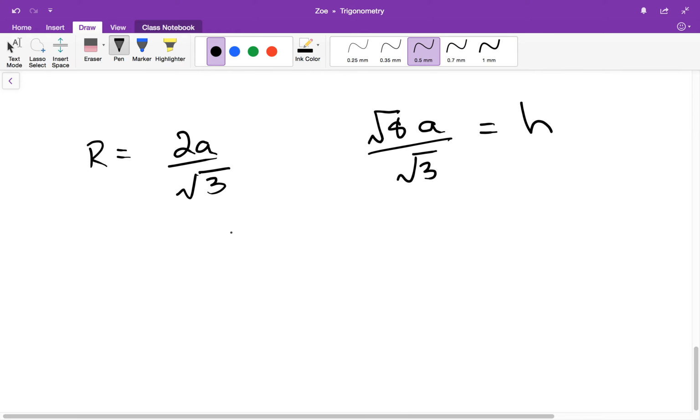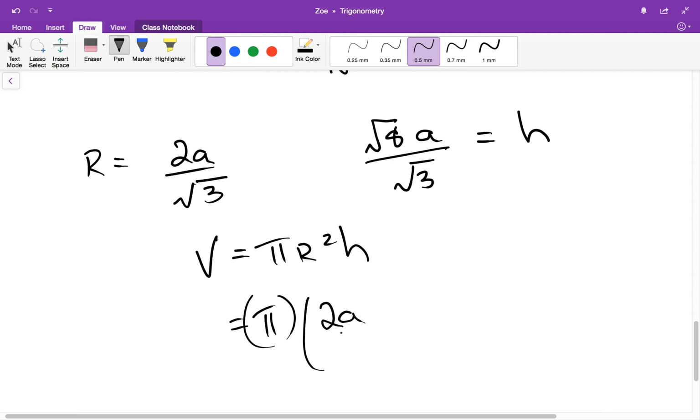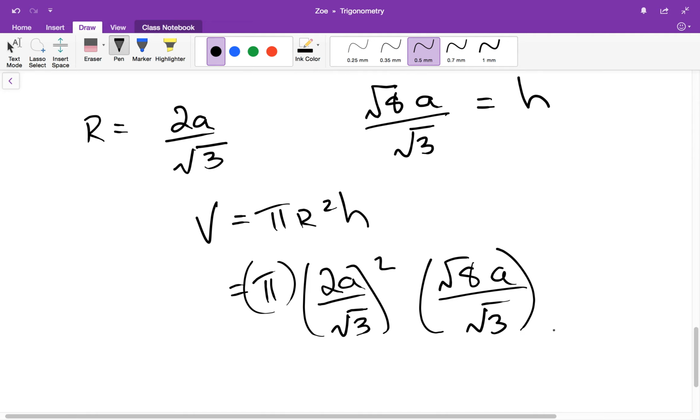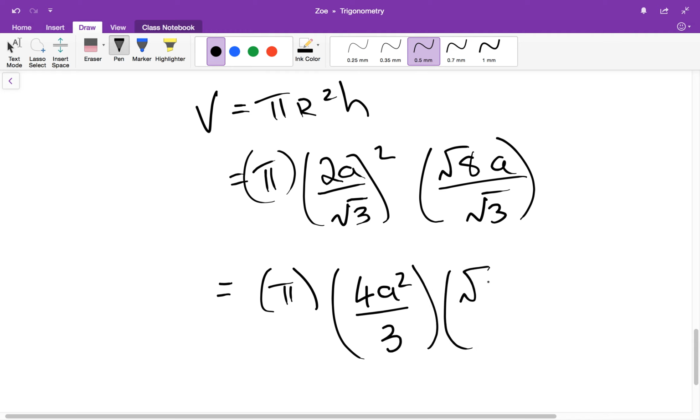Okay. So trying to fill in the volume of a cylinder, which is pi r squared h. So pi we'll leave alone. For r we're going to put this thing in, so 2a over the square root of 3, and we're going to square it. And then h is going to be the square root of 8 a over the square root of 3. Okay, so then we have pi, it's fine. Square this, so square the 2, square the a, square the square root of 3. And then the last one, no change there, so just write that out.